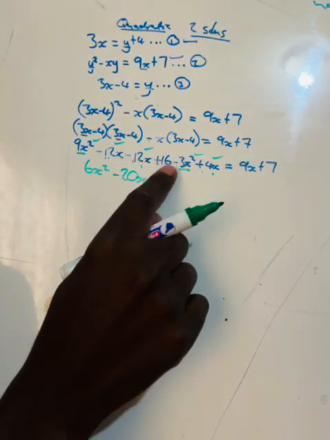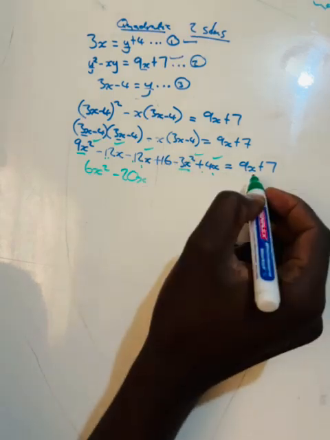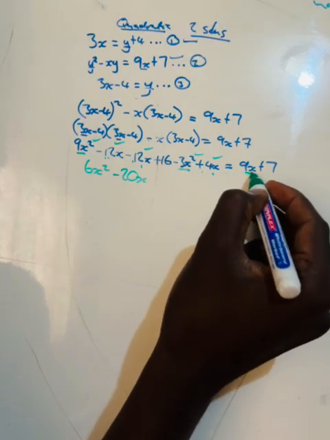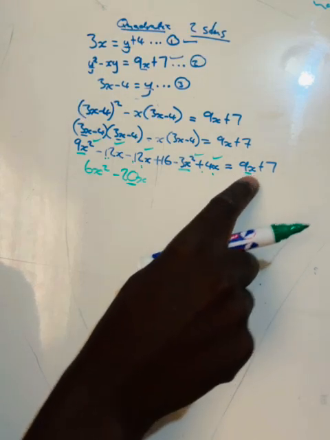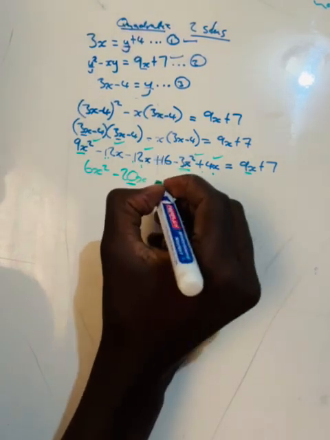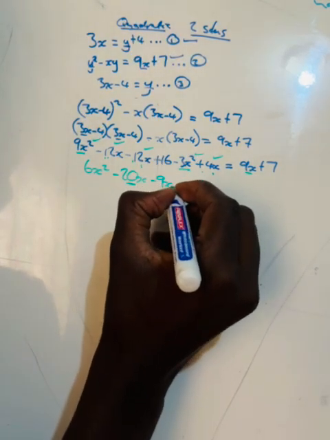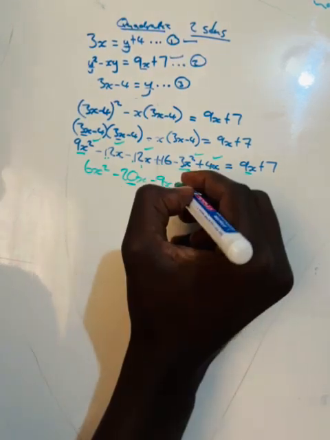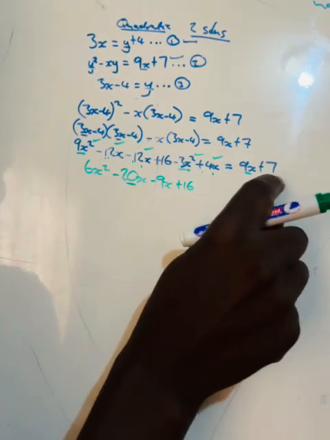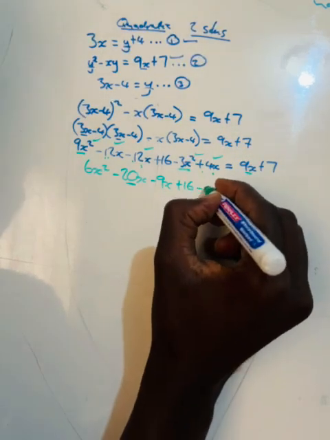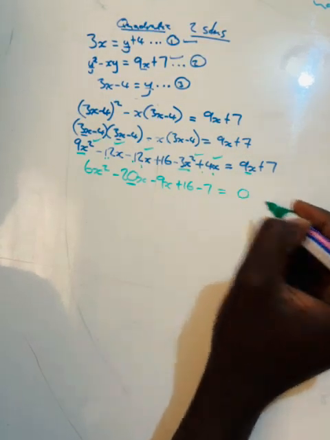But before I write the constant 16, I'm going to transpose this positive 9 because it's a like term of negative 20x. It was a positive 9x. When I transpose it, it becomes a negative. So now I've got a negative 9x here. Then I only write positive 16. I transpose the positive 7, it becomes a negative 7, which is now equal to 0.